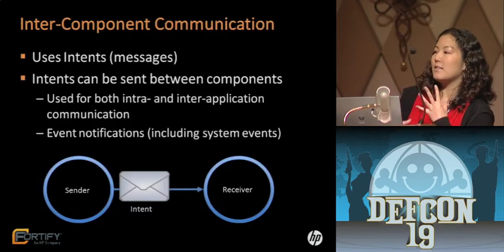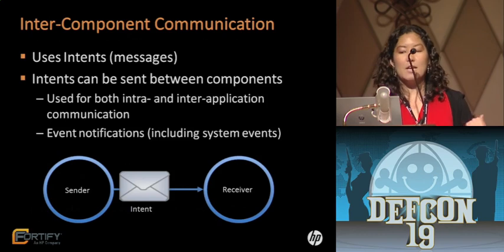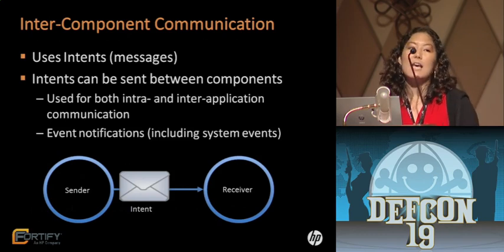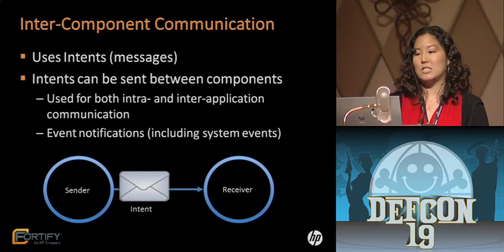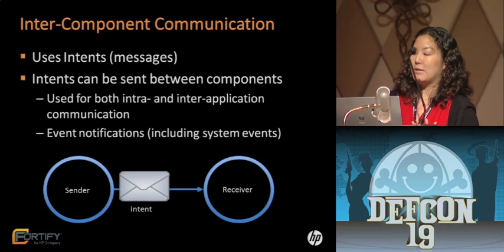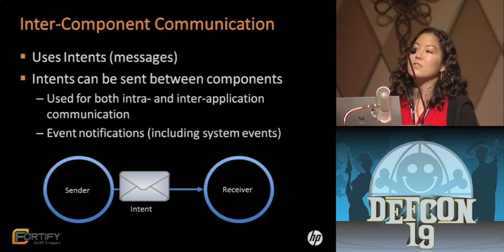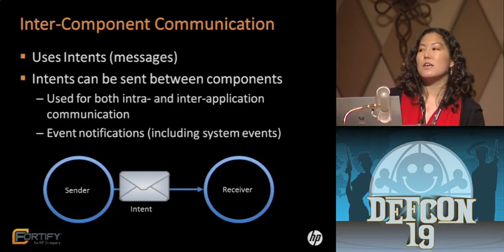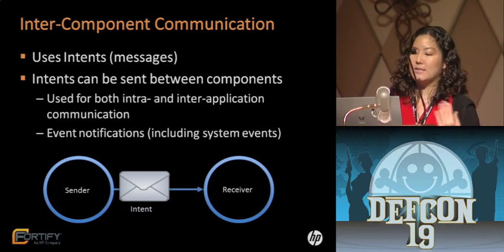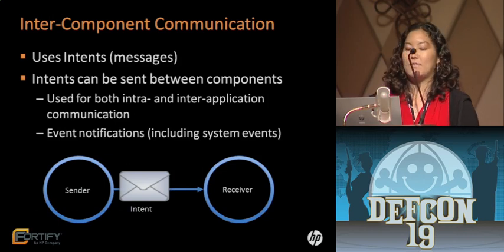So despite the default isolation that Katrina had mentioned, applications can communicate between one another through the use of intents. And you can basically think of intents as messages. They're sent between components of applications. Furthermore, intents can be sent between components within the application and also components in different applications. So you're using the same mechanism for both inter and intra-application communication. And as said before, they can also be used for event notifications from the system.